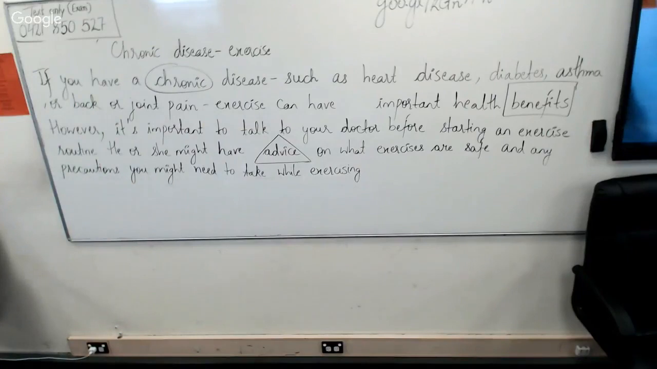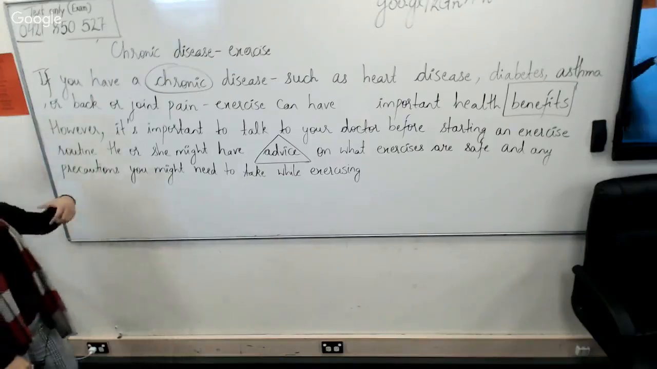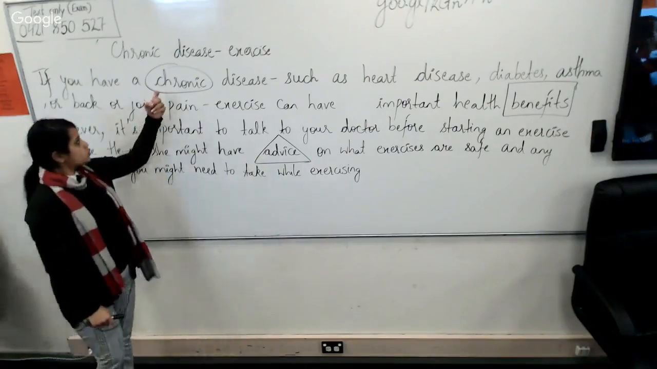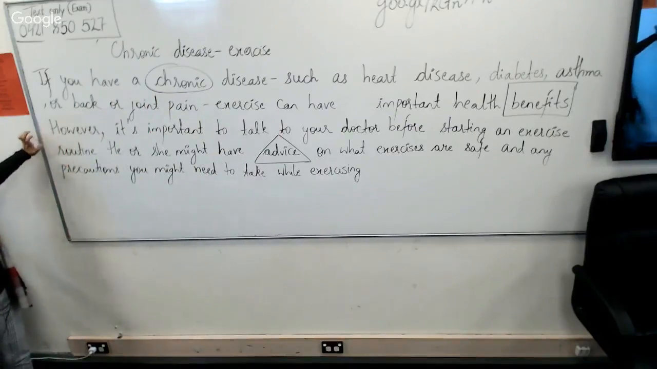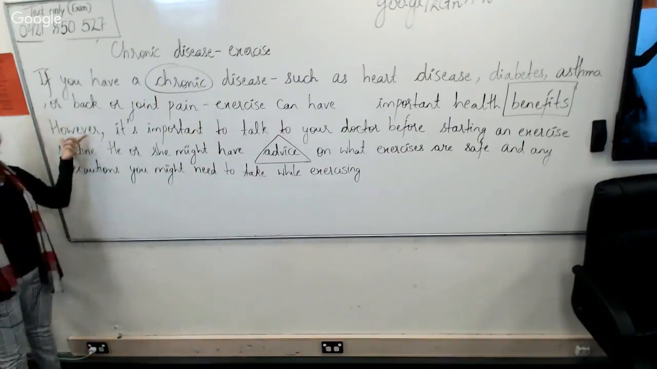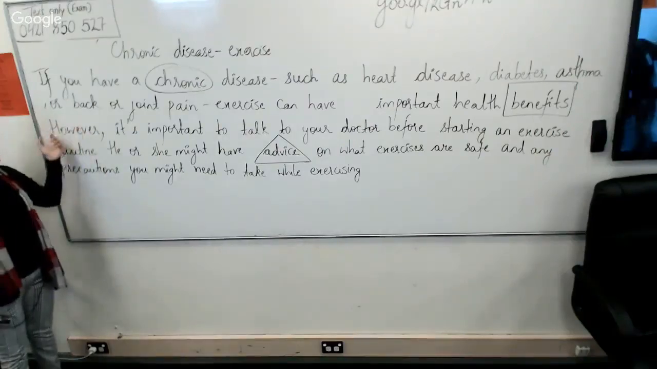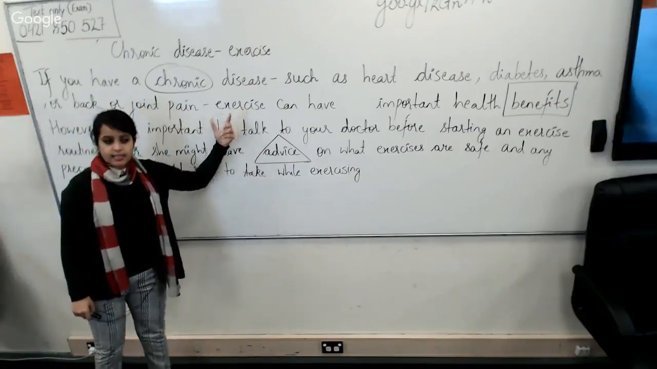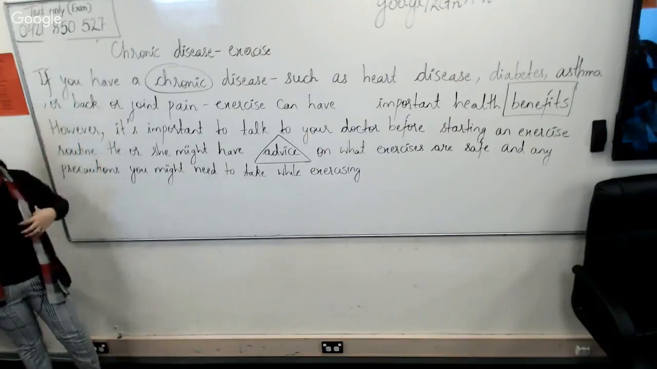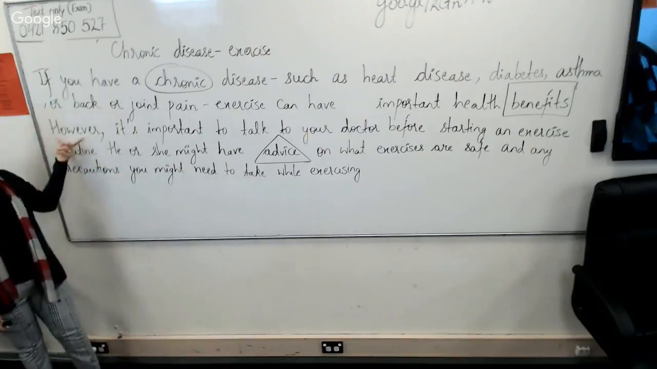So what it says, if you have a chronic disease, as we discussed, chronic is something long term and very serious, such as heart disease, diabetes, asthma, or back or joint pain, exercise can have important health benefits. First starts with C, second with B, benefits. Then, however, it's important to talk to your doctor before starting an exercise routine. Why have they used however here? Because there's a condition. The general rule is you need to exercise if you have any chronic disease, but you need to see your doctor before starting any exercise. That's why there's a clause of however.